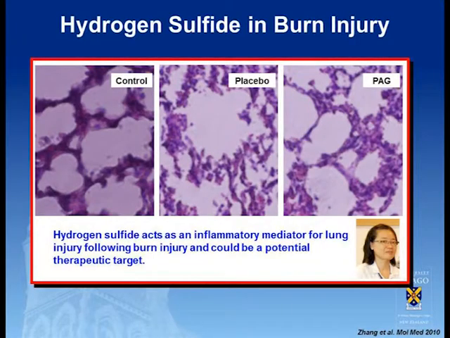We went on to look at what H2S does in burn injury, lung injury associated with burn injury. And what we found was, this is how a normal lung looks. When we gave placebo, which was just a vehicle for PAG, we can see that there is damage to the histoarchitecture of the lungs, and you can see white blood cells, inflammatory cells in the lungs. When there is treatment with PAG, there is a significant protection against lung inflammation.